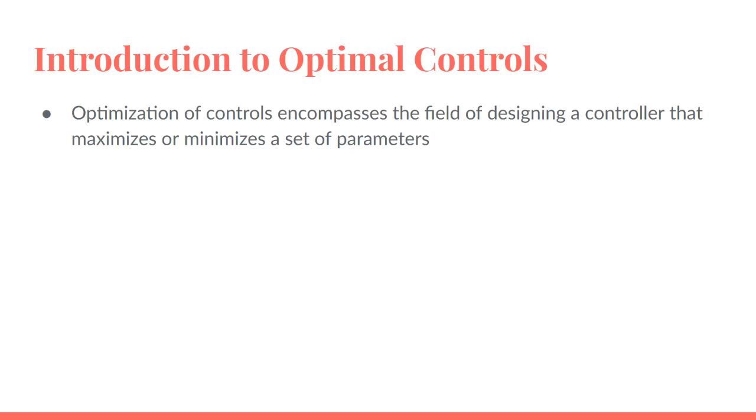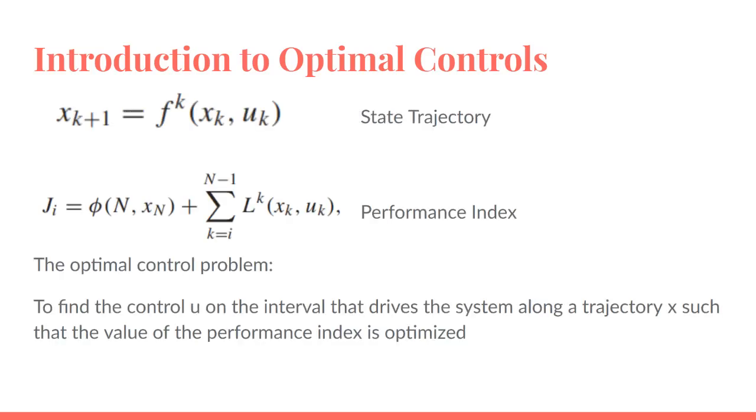So generally, optimization of controls encompasses the field of designing a controller that maximizes or minimizes a set of parameters. So what this means is you have a state trajectory that has your position, velocity, angle, whatever state variables you're trying to track. Then you want to take that and apply a performance index to it. So the performance index lets you choose what you're trying to minimize. So your control input, your state, final state, or your intermediate state.